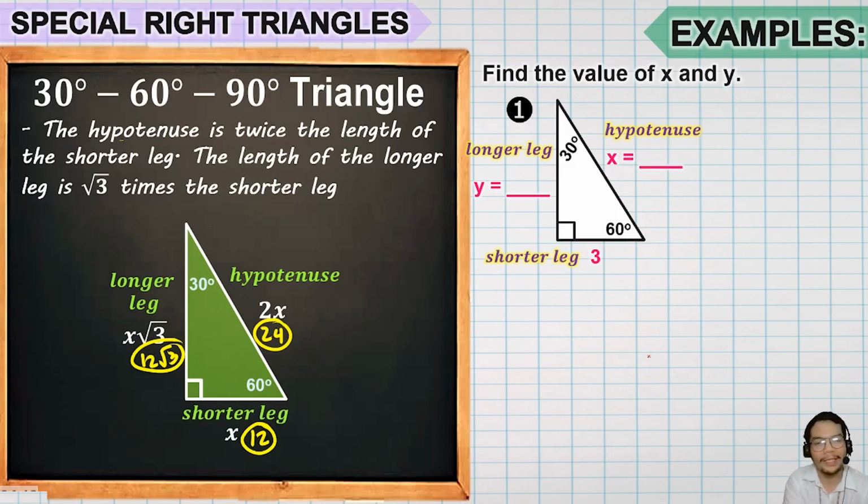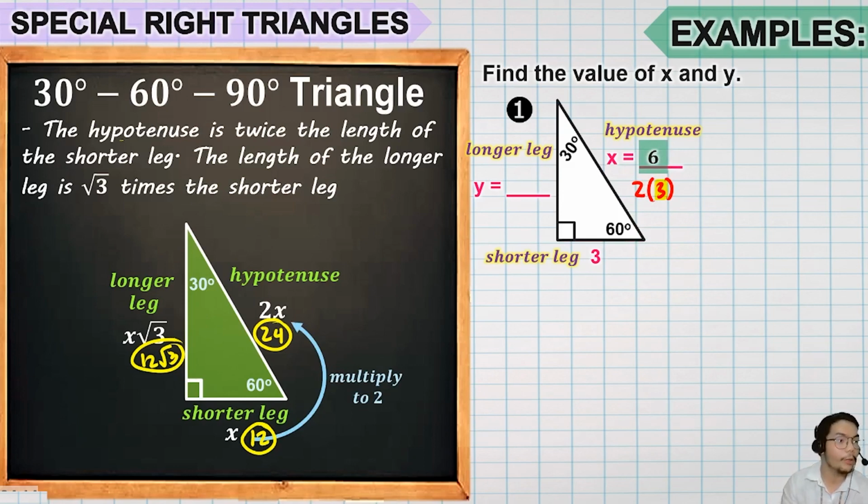Once na ma-identify mo na yan, balik tayo sa relationship na na-discuss natin kanina. The hypotenuse is twice your shorter leg. So, kung ang sukat ng shorter leg mo ay 3, ang sukat ng hypotenuse or yung x natin dito, times 2 lang, di ba? So, what we can do is multiply that 3 by 2 and we'll get the hypotenuse. Multiply nyo lang sa 2. And that's going to be equal to 6.